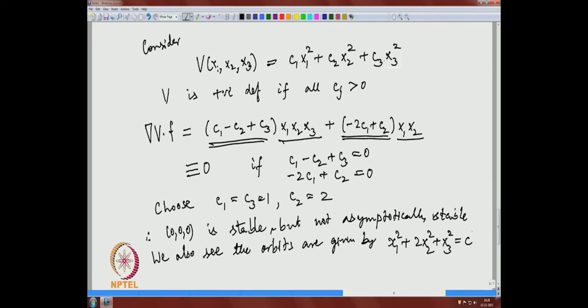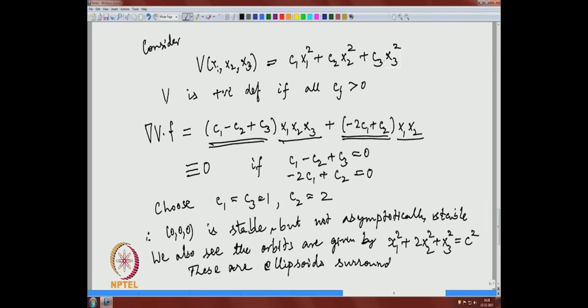So, let me write that as c square. Okay. Again, when c is equal to 0, we get the equilibrium point, and when c is positive, these are all ellipsoids. So, here it is much easier to recognize than the previous example where it was x1 to the 4 plus x2 to the 4 equal to c to the 4, but this one has only quadratic terms. So, we know what this represents. So, these are ellipsoids again surrounding the origin.